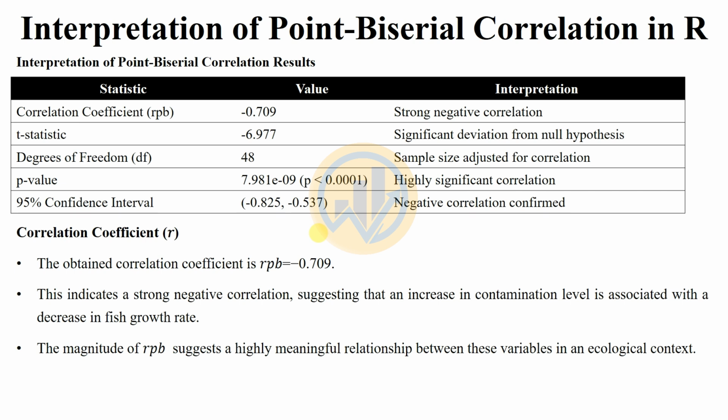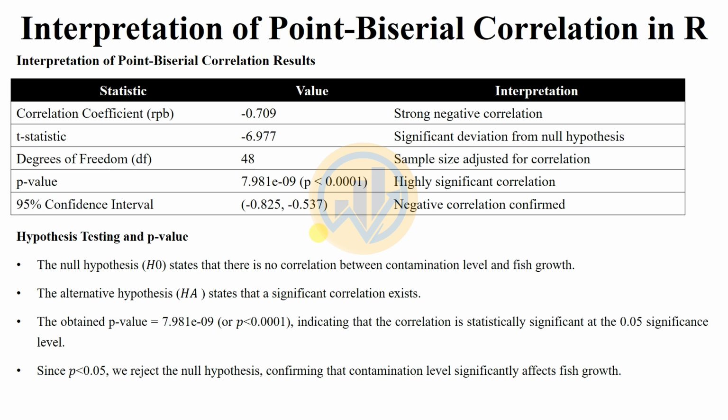The obtained correlation coefficient is rpb equal to minus 0.709. This indicates a strong negative correlation, suggesting that an increase in contamination level is associated with a decrease in fish growth rate. The magnitude of rpb suggests a highly meaningful relationship between these variables in an ecological context.